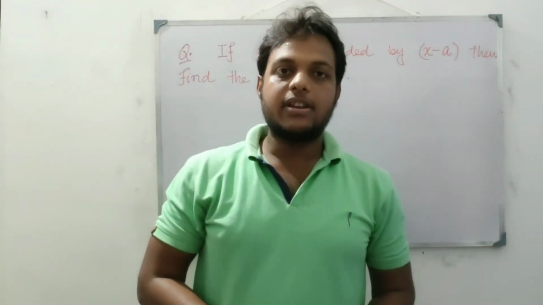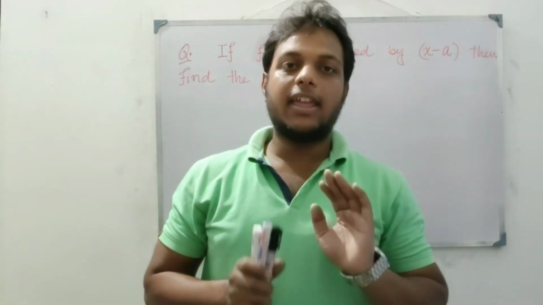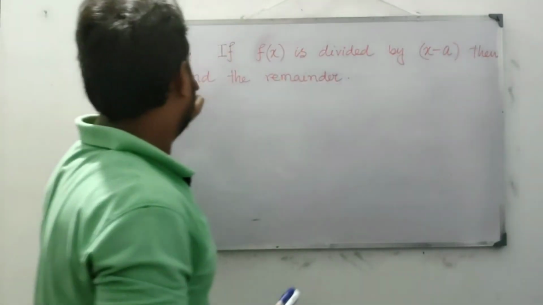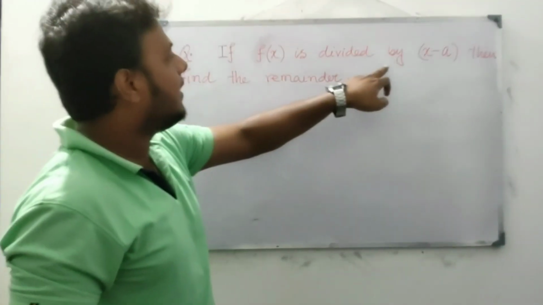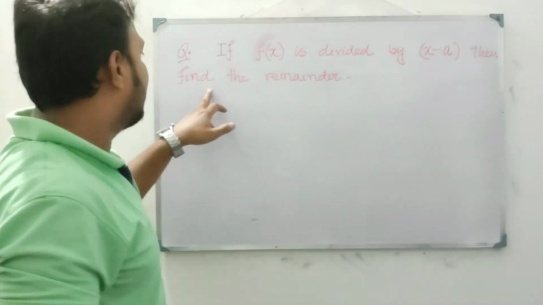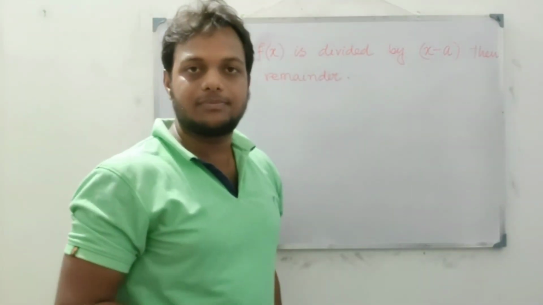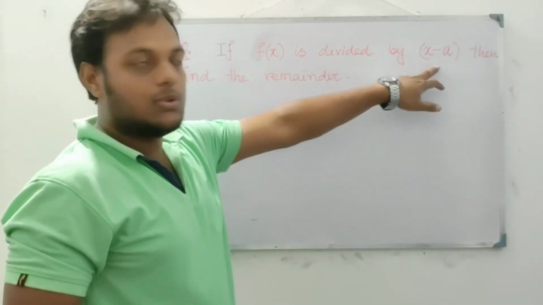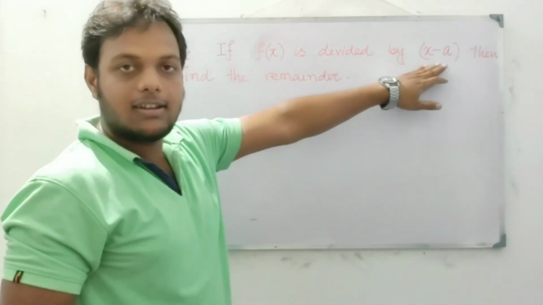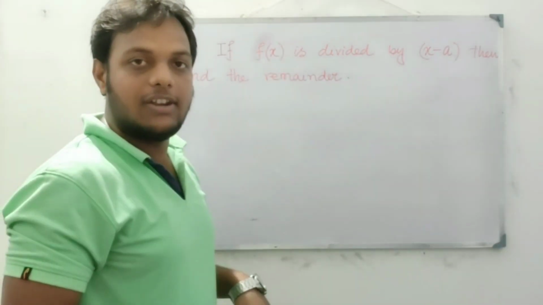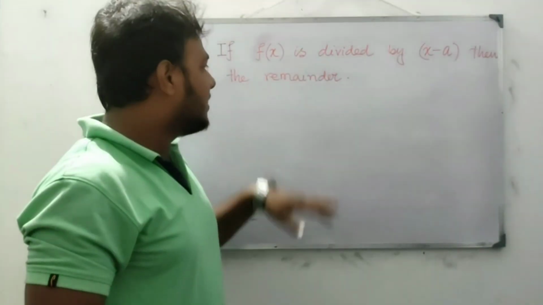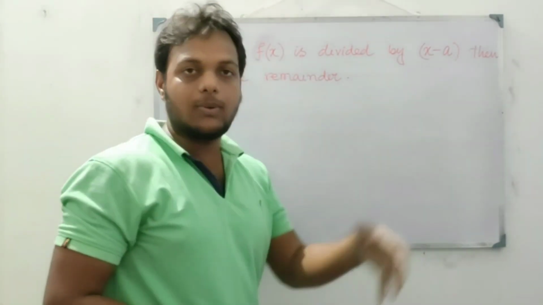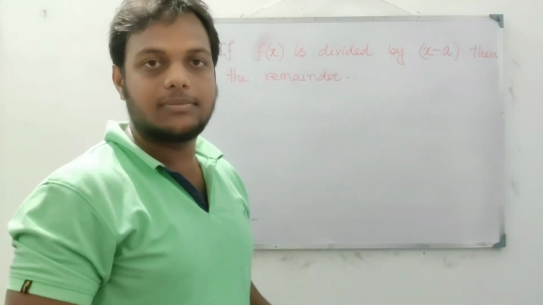To discuss the remainder and factor theorem, I have considered an example. Okay, this is a question. See, the question is, if f(x) is divided by x minus a, then find the remainder. If f(x) is divided by x minus a, so x minus a is the divisor here, and f(x) is the dividend. The quotient is not given, and you have to find the remainder. Just the divisor and dividend are enough to calculate the remainder.